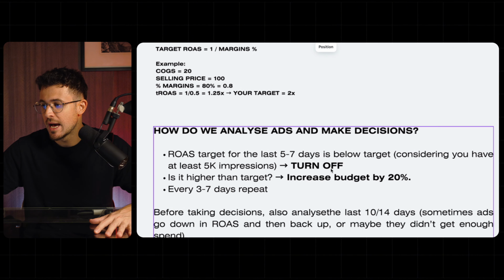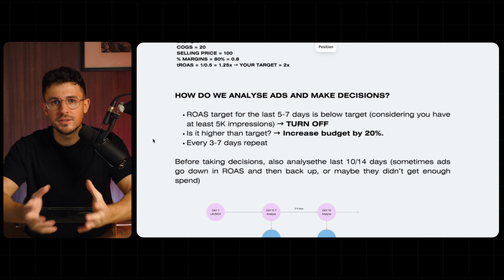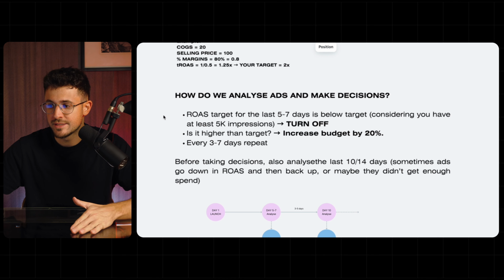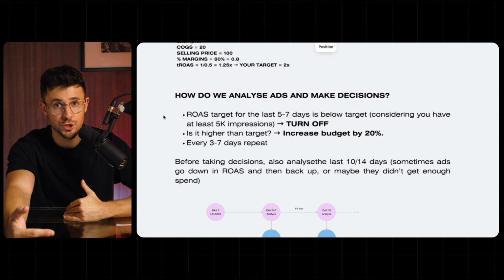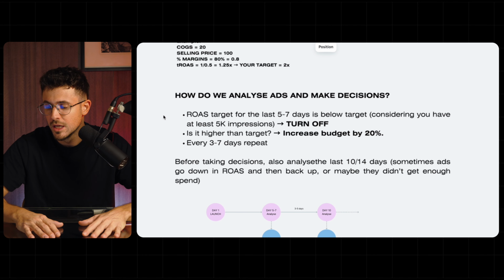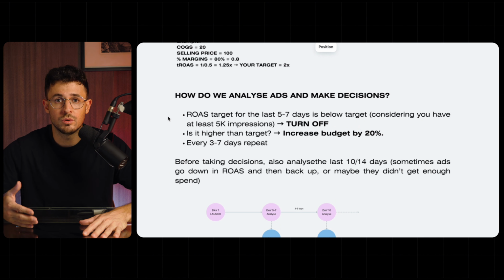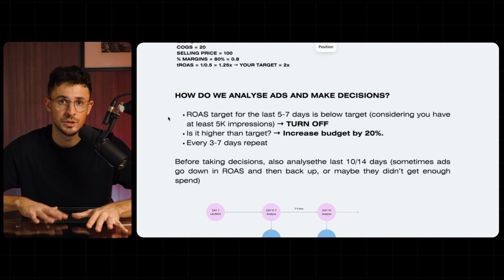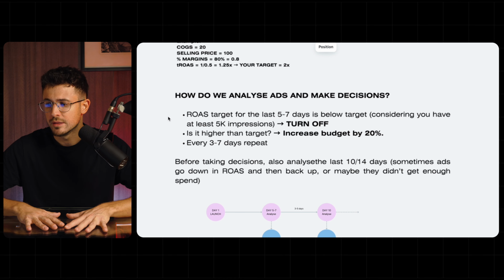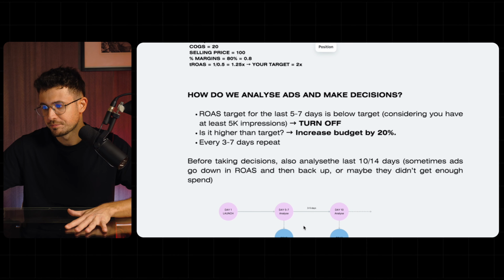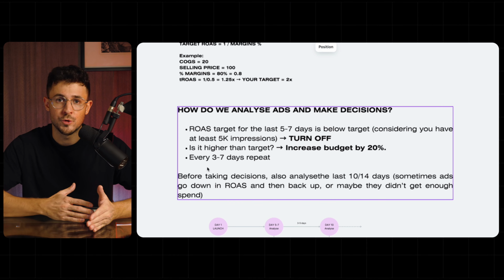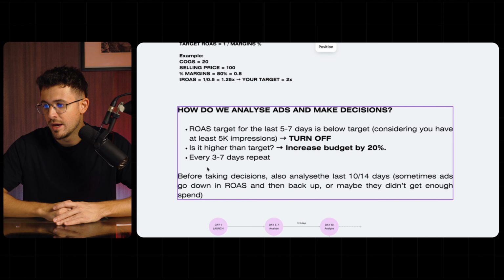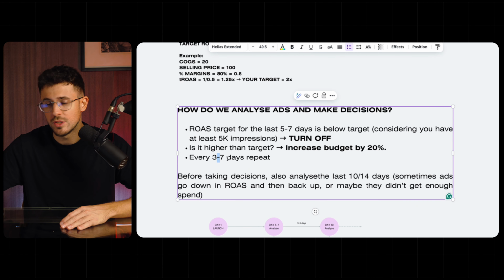How do we actually analyze ads and make decisions? The first thing that you want to look at is your return on ad spend and your ad results within the last 5 to 7 days. After you have launched the ads and 5 to 7 days have passed, you need to check if the return on ad spend is above or below your target. If it's below your target, ideally you need to turn it off, or keep it on for just a couple more days. I will show you more precisely in this graph. And if it's higher than that, then you need to increase the budget, ideally by 20 to 30% every 2 to 3 days. And exactly, every 3 to 7 days you need to repeat.